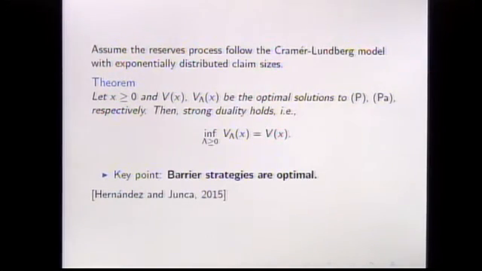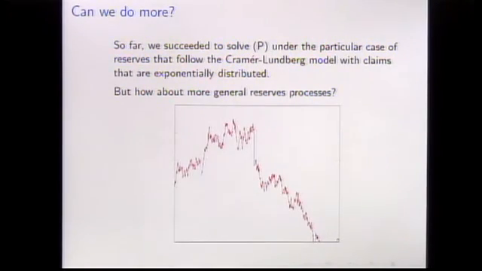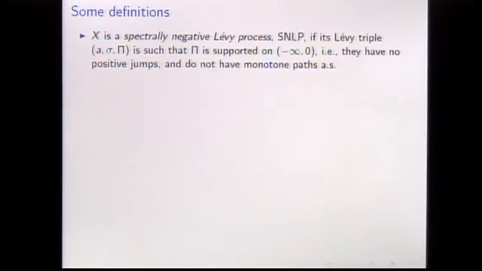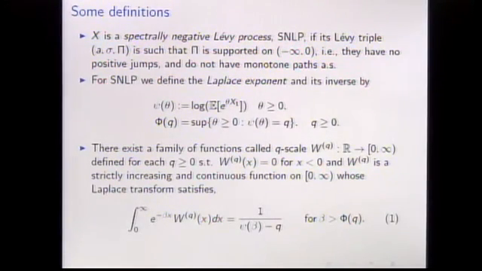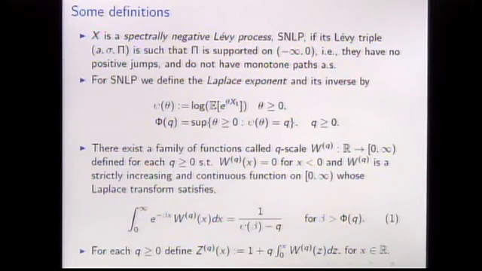So we thought that maybe in a more general context we also have barrier strategies, and that's the context of spectrally negative Lévy processes. This is basically what Daniel had earlier. A spectrally negative process is a Lévy process whose measure is supported only on the negative side and has no monotone paths, almost surely. So we are not allowing subordinators. We have the Laplace exponent, and we also have the q-scale function that Daniel was talking about earlier. So I'm going to skip that. And we also have these functions which are defined in terms of the q-scale functions.